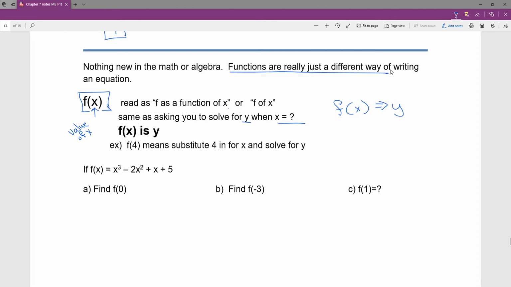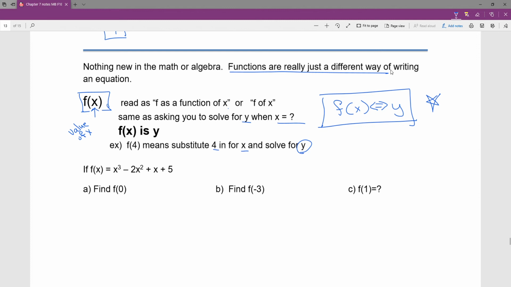A big thing that comes out of this is that f of x, that notation, is y. You can interchange those two bits of information, and that's really the key thing here, is that f of x is y. So that's why it says it's the same as asking you to solve for y when x is something. So f of 4 means substitute a 4 in for where you see an x, and that's going to give you what y equals. It's just a different way of writing something that you've already done before.